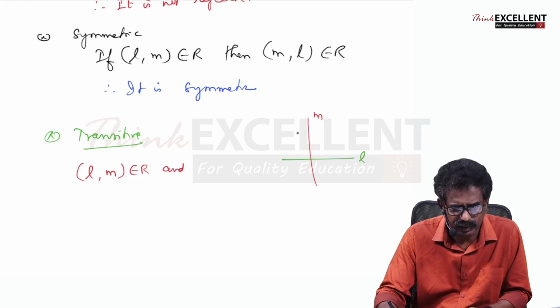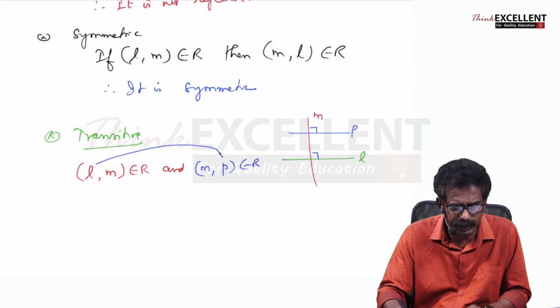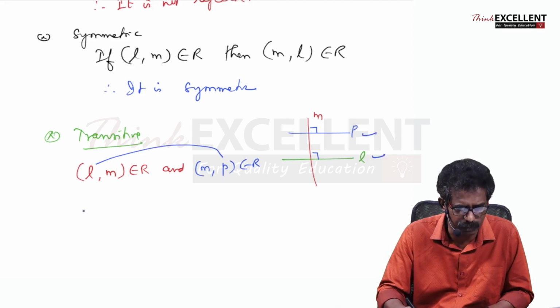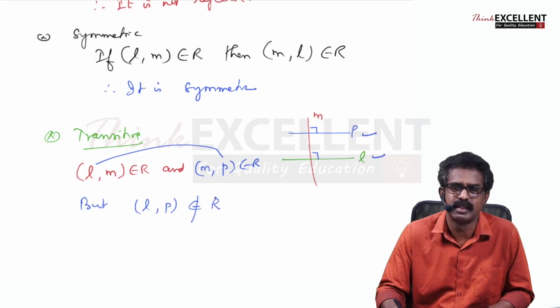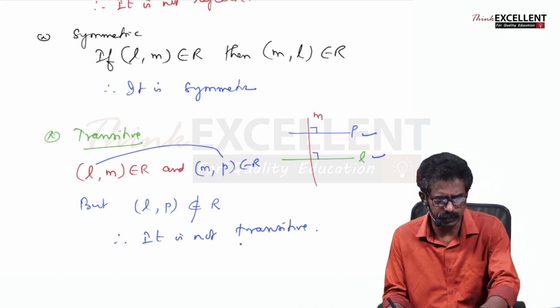Now I'm taking another one. Say this is P. First L is perpendicular to M. Now M is perpendicular to P. There some relation exists. Can you say L is perpendicular to P? See the diagram? L and P, they are not perpendicular, they are parallel, right? So L comma P, that relation does not exist. Therefore, it is not transitive. Hope you understood that, okay?